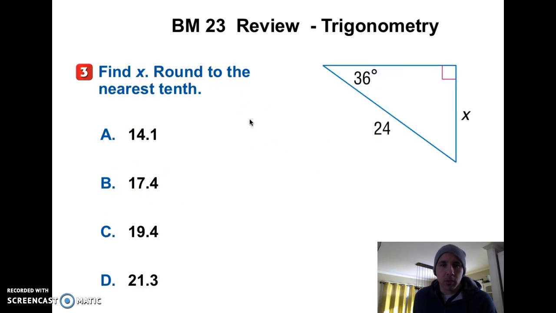Welcome back. Benchmark 23 review. This is number 3. You want to find x, and you want to round it to the nearest tenth. Remember SOHCAHTOA: the definition of sine, the definition of cosine, and the definition of tangent.